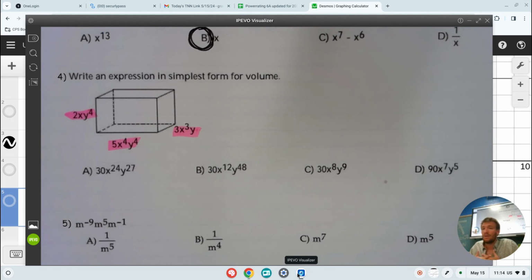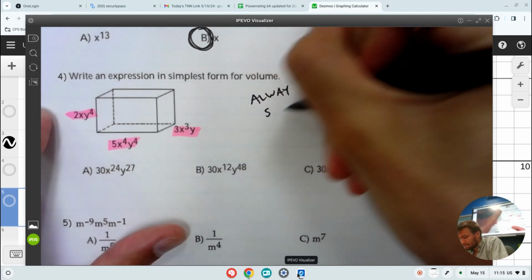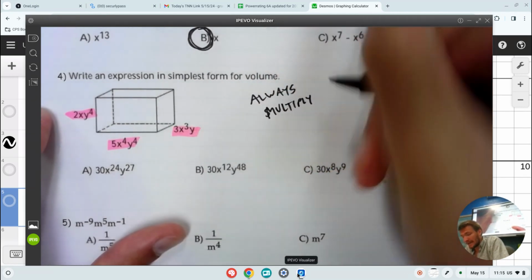So what do you think? Do you think we should try adding them up? Do you think we should try multiplying them? Or do you think we should try dividing them? I mean, what are your ideas? Basically, it is basically always multiply, okay?